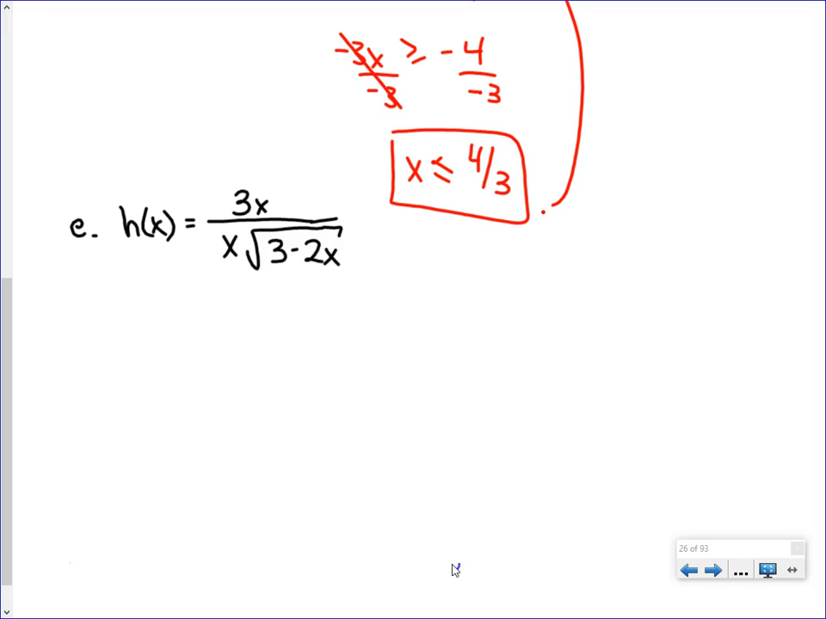Okay, walk me through. You don't have to do this alone. You don't even have to do it alone in your groups. Walk me through. What would I do? It's a denominator.